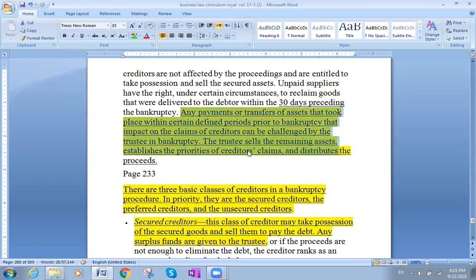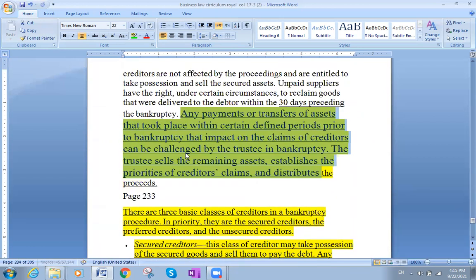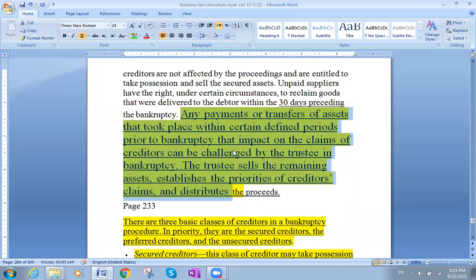Any payment or transfer of an asset that takes place within a certain defined period prior to the bankruptcy and that impacts the claims of the creditors can be challenged by the trustee. In a bankruptcy, the trustee sells the remaining assets, establishes the priorities of the creditors' claims, and distributes the proceeds.